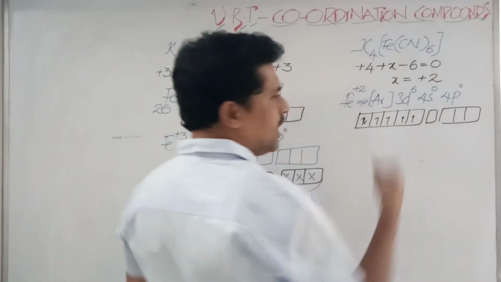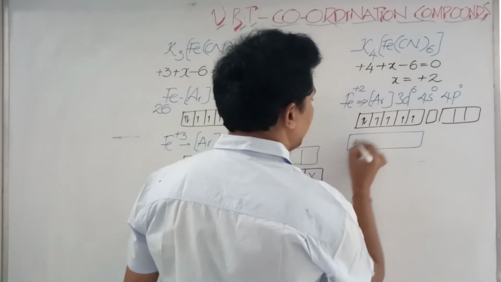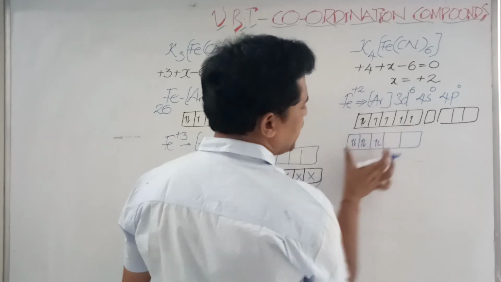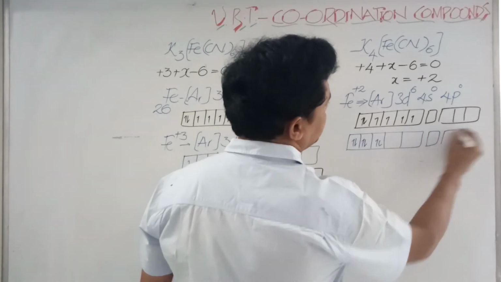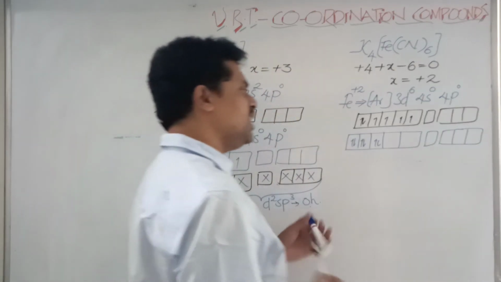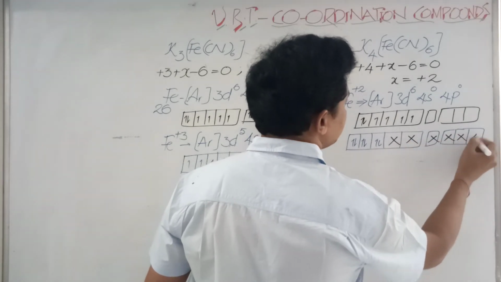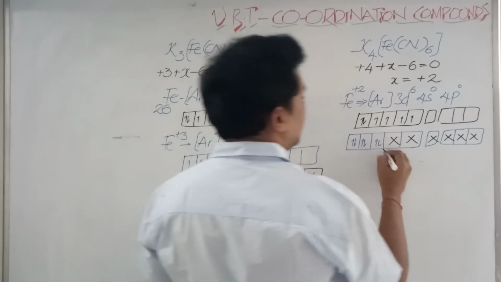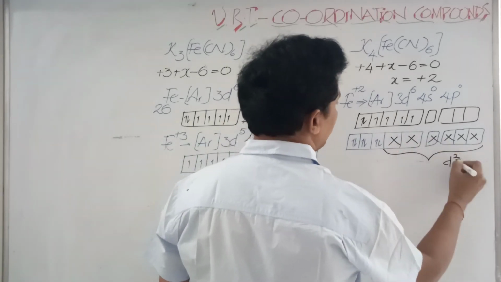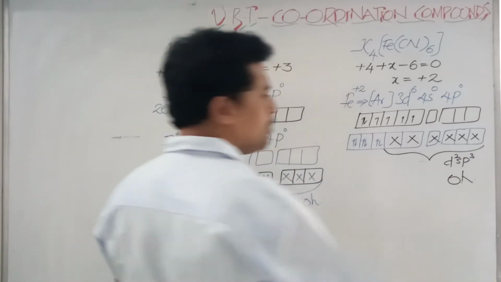Cyanide is a strong field ligand. It is going to make the electrons pair up. When the electrons are paired up, it will be like this: 1, 2, 3, 4, 5, 6. Total 6 electrons are there. They are paired up here. 6 cyanides are there, each cyanide 1 electron pair. The concept is the same. 1, 2, 3, 4, 5, 6 electron pairs are coming. Hybridization is d2sp3, with inner 2 d orbitals, 1 s orbital, and 3 p orbitals. So obviously the shape is octahedral geometry.